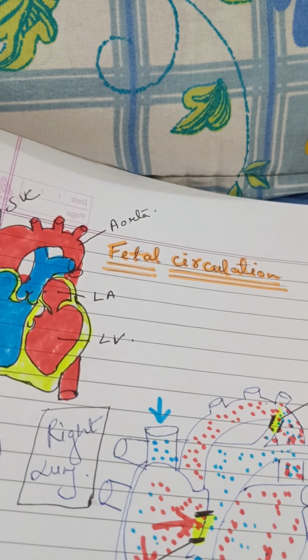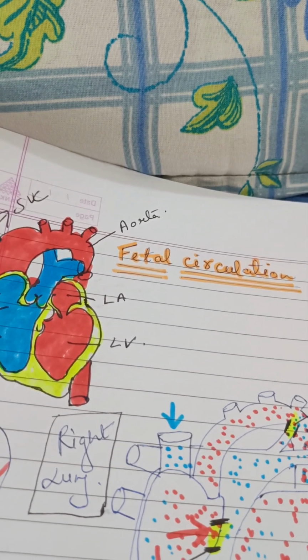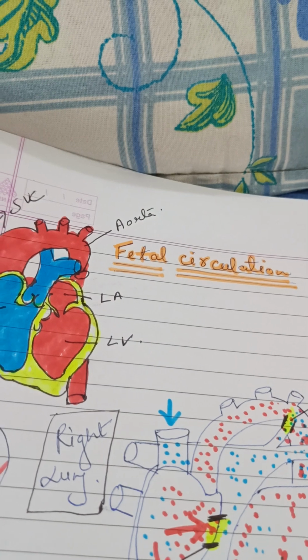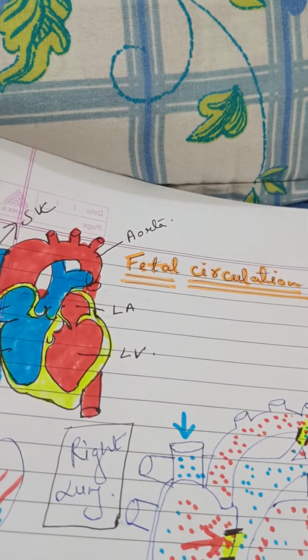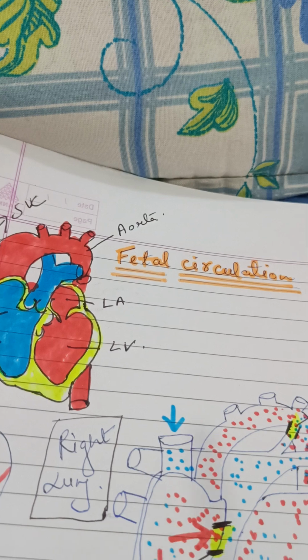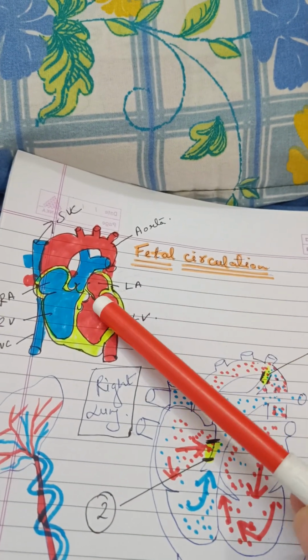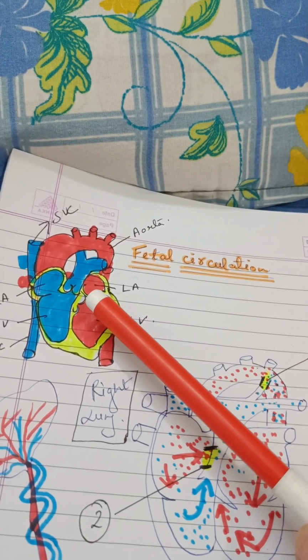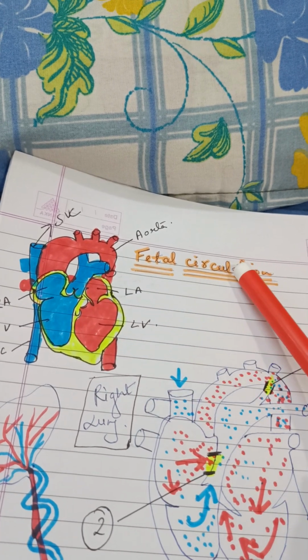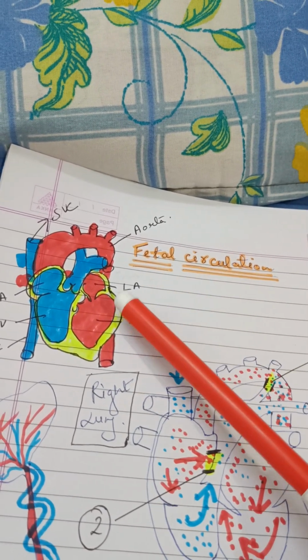Everyone, so today in this video I'm going to explain about fetal circulation. So the fetus is basically you when you were inside your mother's uterus or womb, so that is known as the fetus. This fetal circulation is very different from the adult circulation. We have to understand adult circulation before understanding fetal circulation.